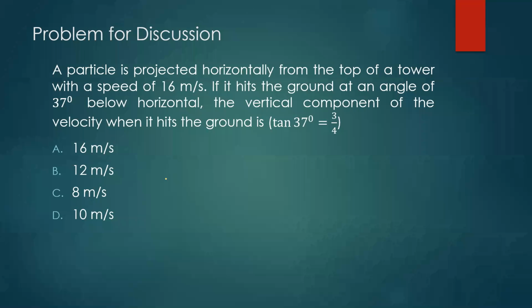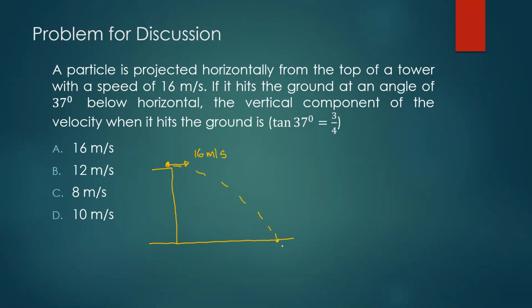Okay, so here, if I take this as the tower and this is the horizontal ground. If you project a particle horizontally, the speed is given as 16 meter per second. Now horizontally, there is no force on the particle, so this horizontal velocity will remain as it is. But because there is gravitational force acting on the particle, it picks up speed in the vertical direction. So we know that it will move along a parabolic path and then it will hit the ground.